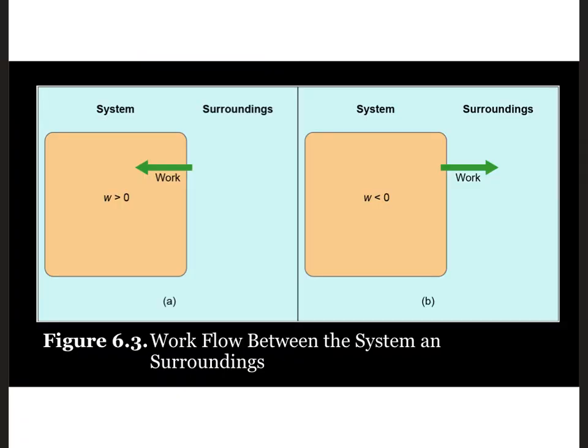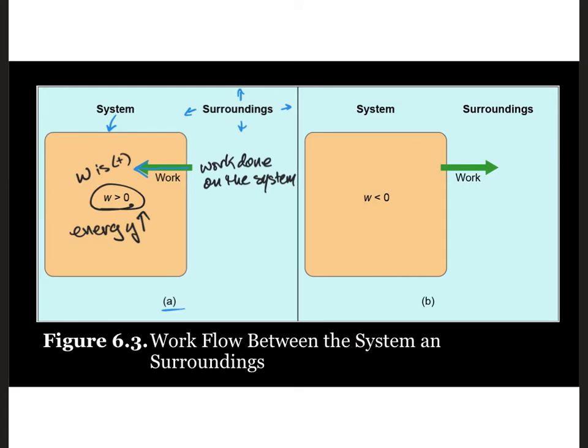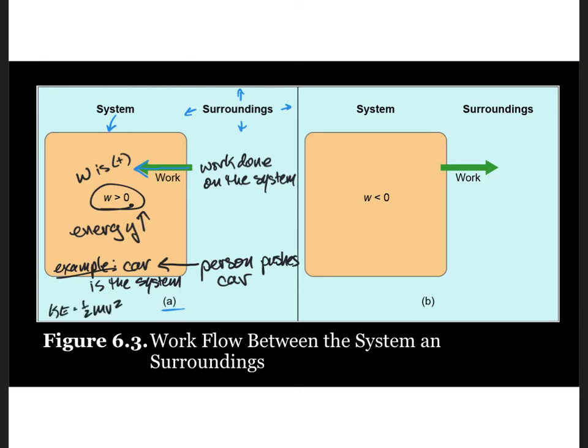In Figure A on the left, the orange square is our system and the surroundings is everything else. The arrow pointing into the system tells us that work is being done on the system. Since energy in the form of work is being done on the system, then the energy of the system increases. So we say that W is positive. This could be like a person pushing on a car. As the car moves, its speed increases, causing it to have kinetic energy from the work done by the person.